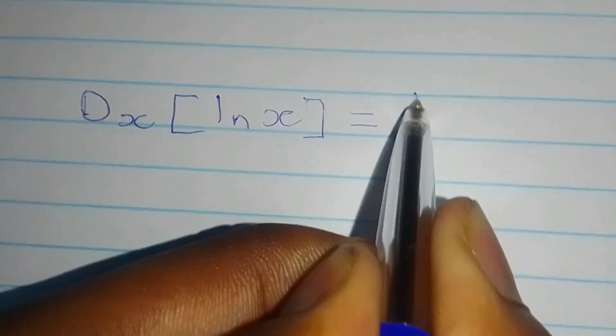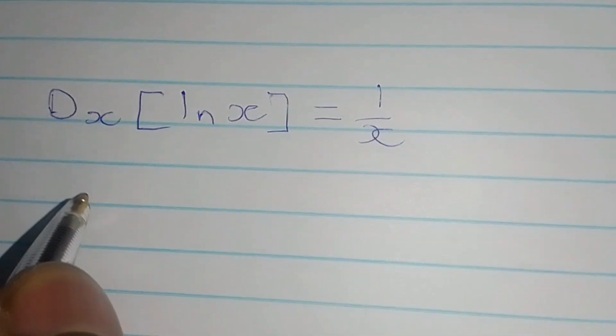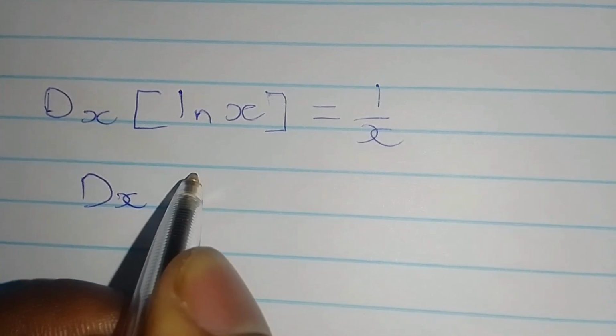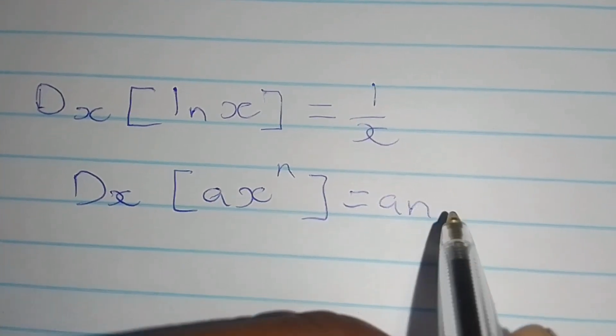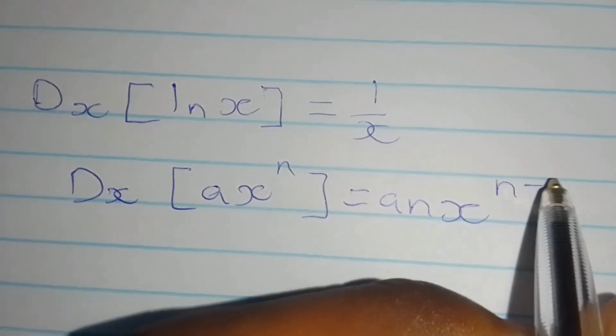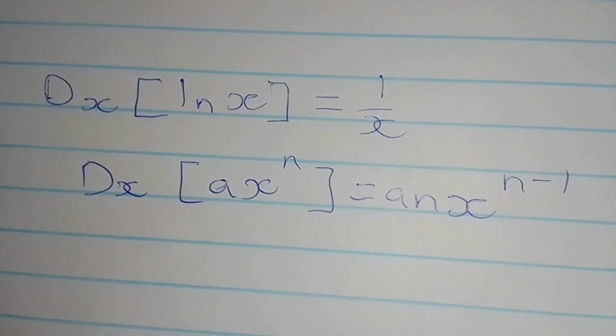So in this video, I'm just going to explain derivative exponential functions. What I'm going to do is remind you what derivative means. If I have d/dx of ln x, then I get 1 over x. And if I have d/dx of ax^n, then that's an times x to the power n minus 1. So that's just basic stuff you must know.